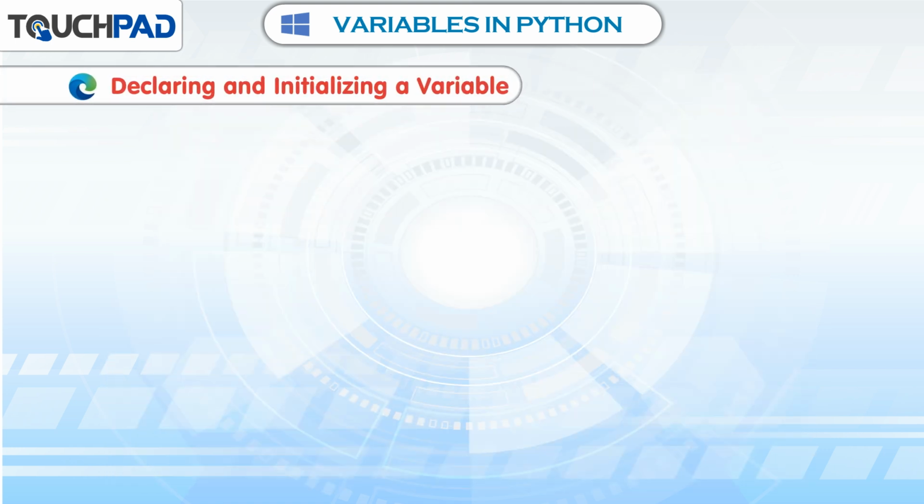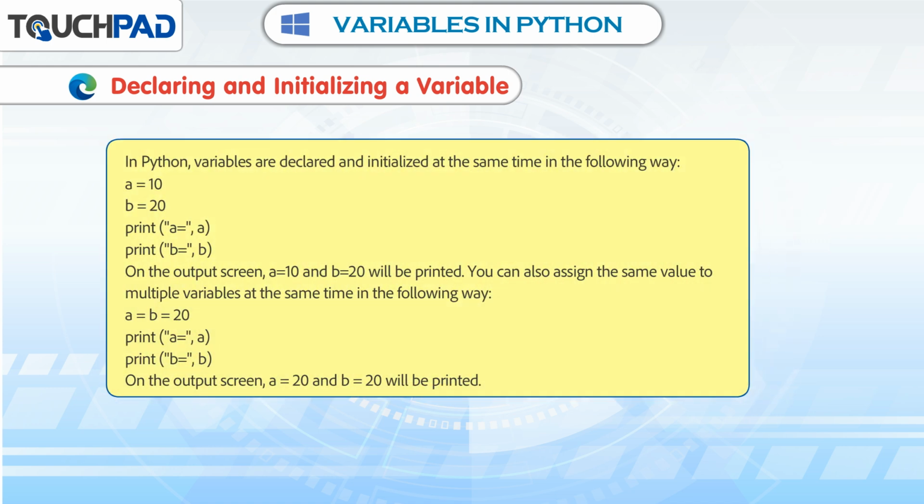Declaring and initializing a variable. In Python, variables are declared and initialized at the same time in the following way. On the output screen, a = 10 and b = 20 will be printed.